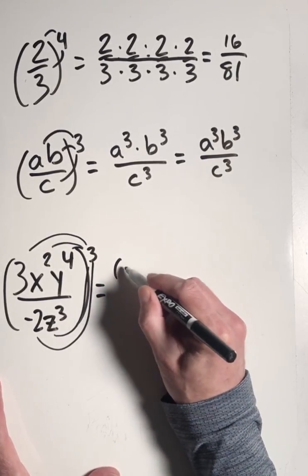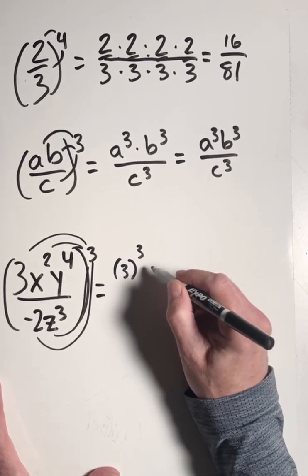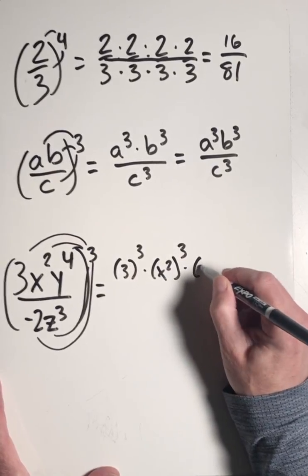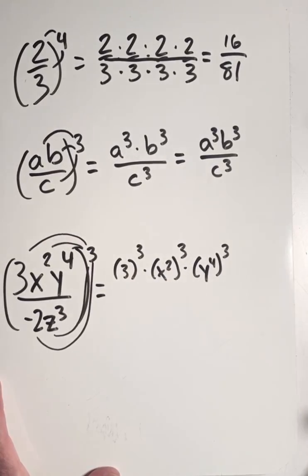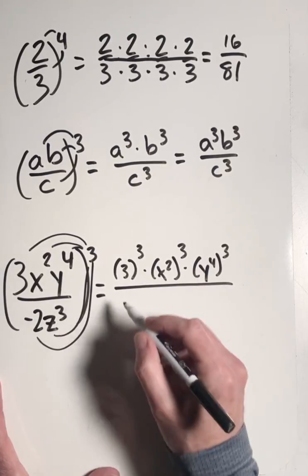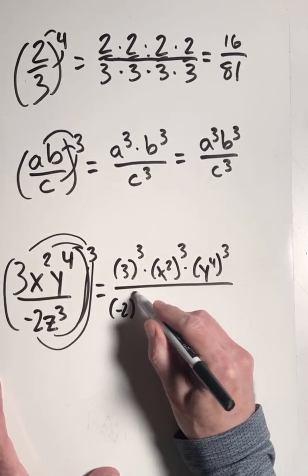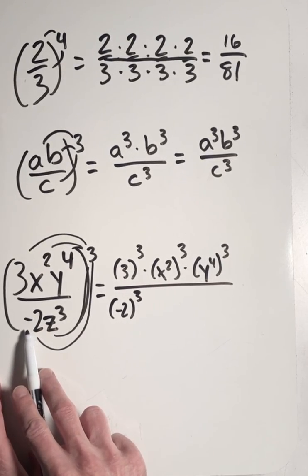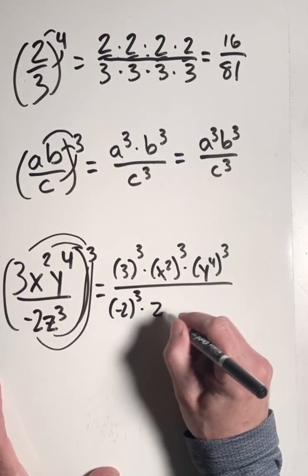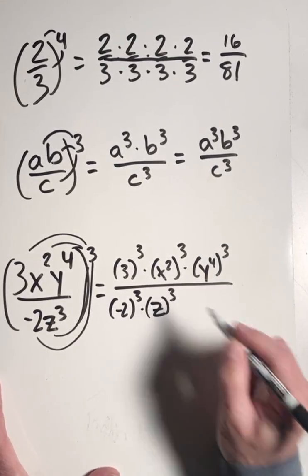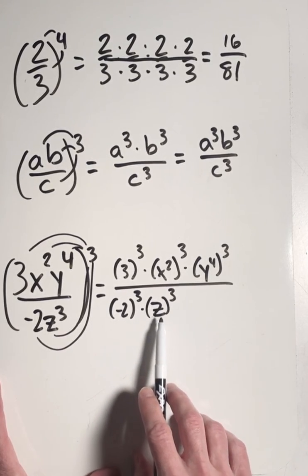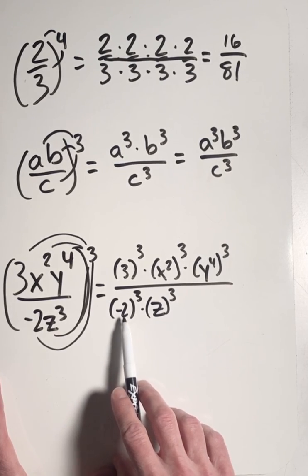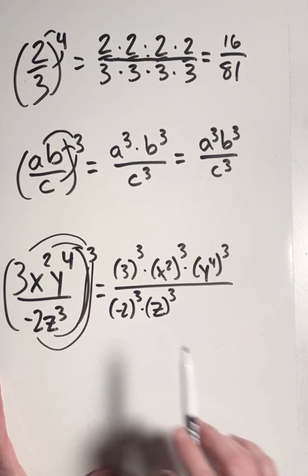So we would take the coefficient 3 to the 3rd power times x squared to the 3rd power times y to the 4th to the 3rd power. We would be dividing that by -2 to the 3rd power times z to the 3rd power. Note how I put these coefficients in parentheses, especially this one because there was a negative involved. You might also note that when I write my z's, I put a horizontal line through them to make them look different than my 2's, because my 2's and my z's often look the same.